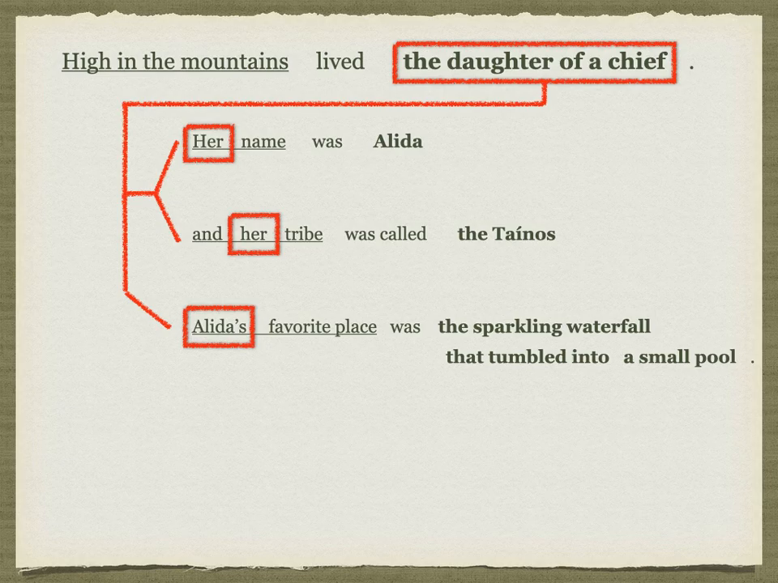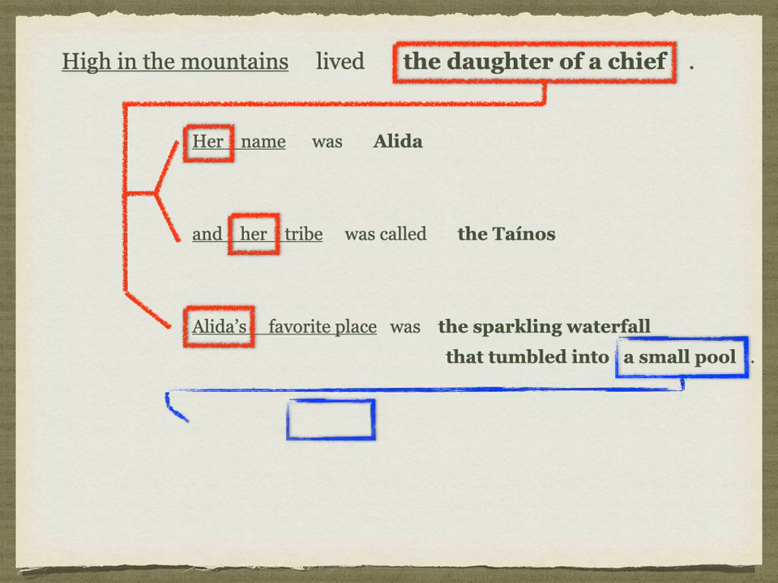Alida's favorite place. That was the next theme. And then within that message, within the rheme, the sparkling waterfall that tumbled into a small pool. Now, a small pool has been introduced, and that means it's, as it were, on the list of candidates to be explored further thematically, and that's exactly what happens. Okay, so all around the pool were rocks and trees.